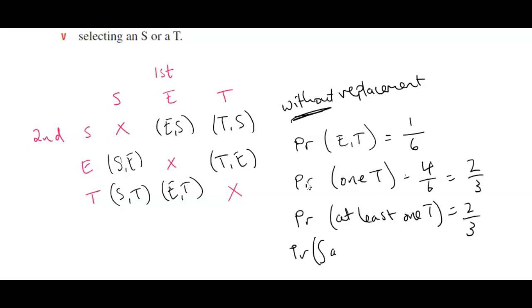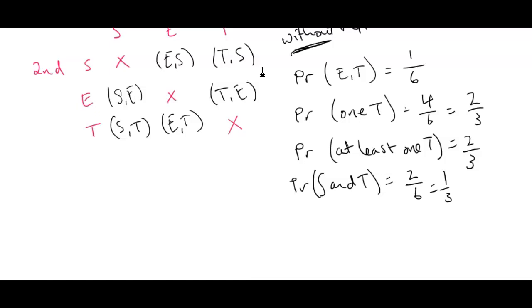Oops, S and T, sorry. So we've got ST and we've got TS. So there's 2 options out of 6, so the probability of that is 1/3. And selecting an S or a T, probability of S or T. So we've got 1, 2, 3, 4, 5, 6. So the probability is 1.